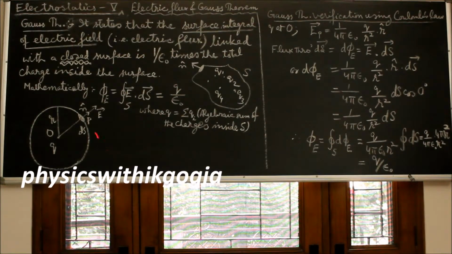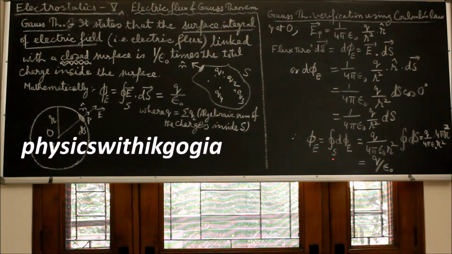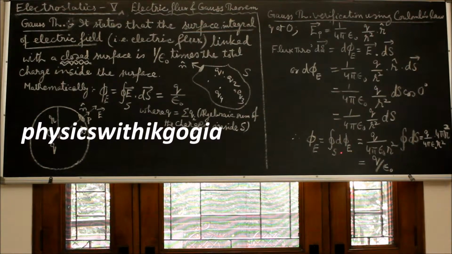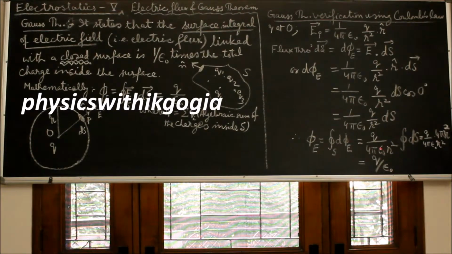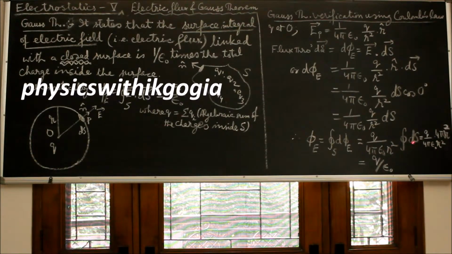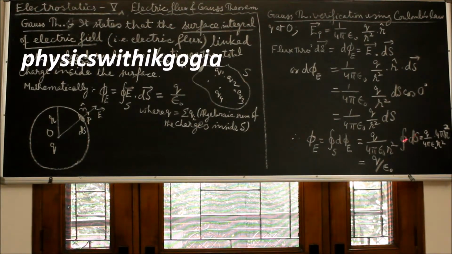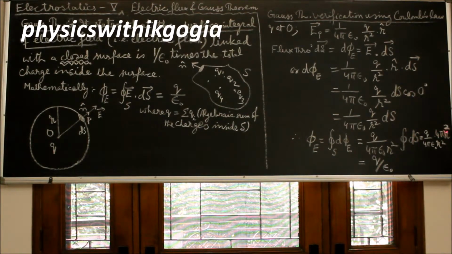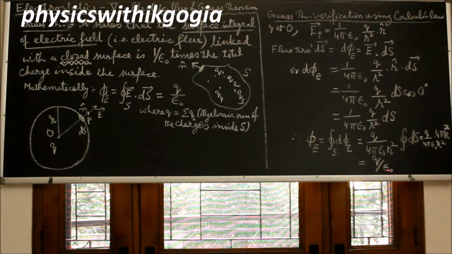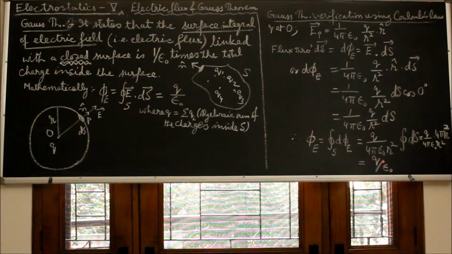To get the total flux linked with the entire surface, we need to integrate this d phi E. That is, phi E is equal to the integral of d phi E over the entire surface. So Q over 4 pi epsilon naught r square, this is the value of E, into the integral of the elementary surface dS. This integral gives you the total area of the sphere, which is 4 pi r square, and simplification leads you to Q over epsilon naught. That is, the flux phi E is 1 over epsilon naught multiplied by the charge Q inside the surface.